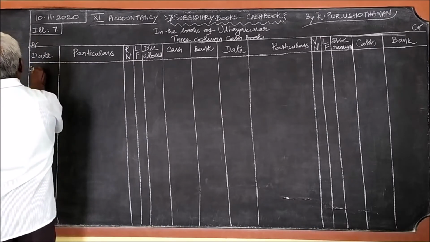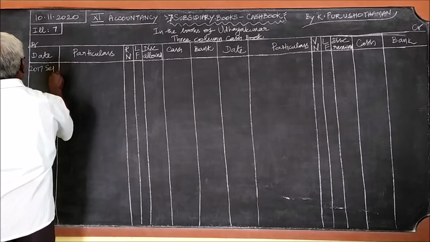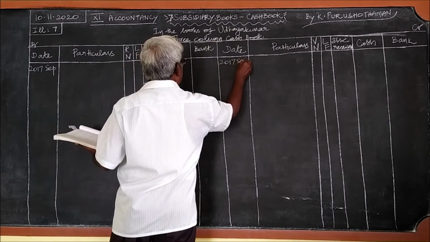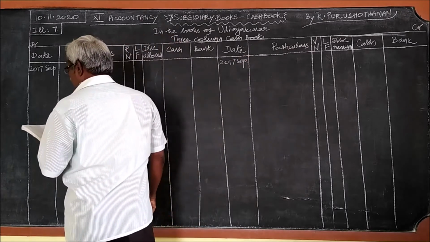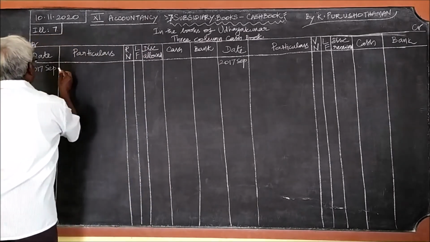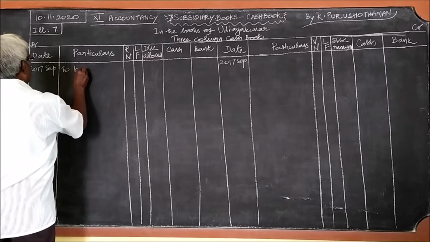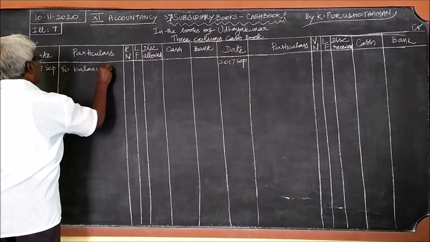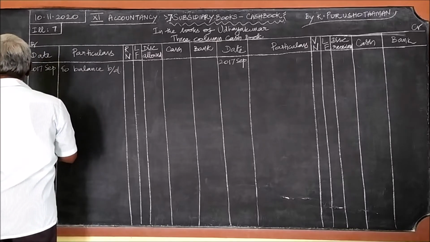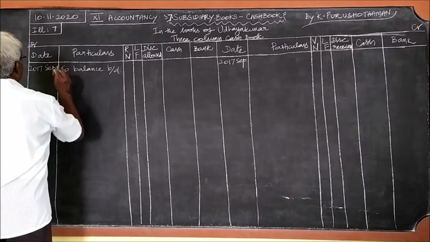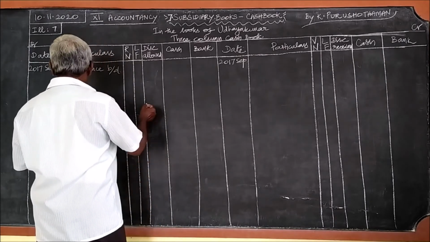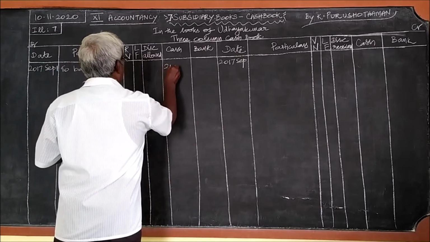2017 September. Cash balance. Here, listen carefully. To balance brought down, on what date? On 1st, September 1st. It is the cash balance and therefore in the cash column 25,000.